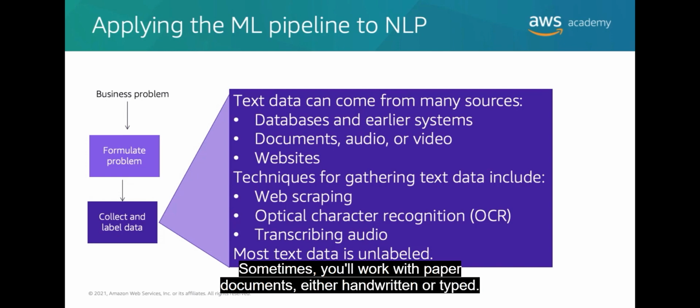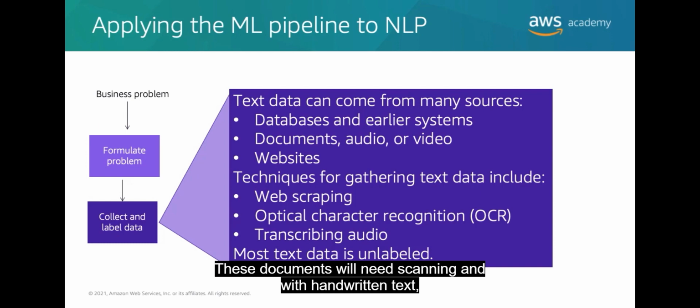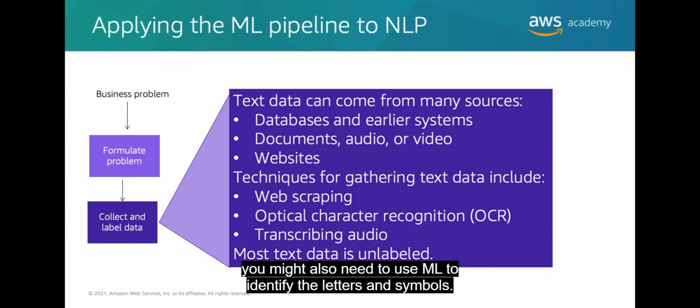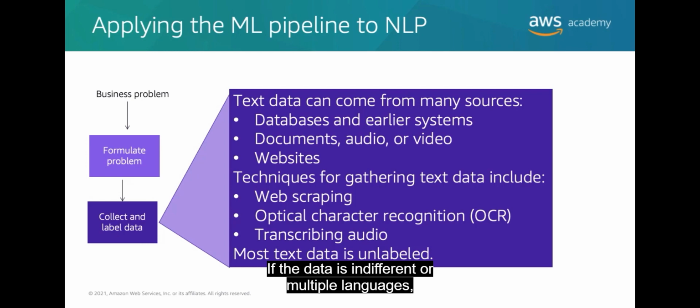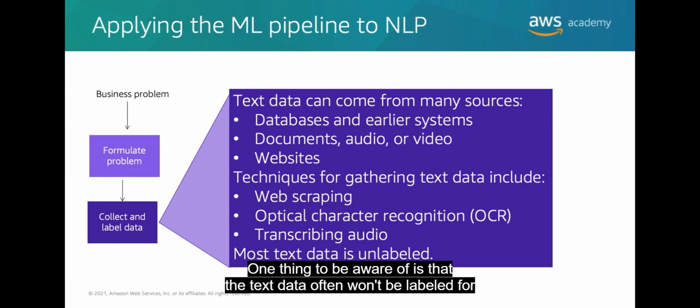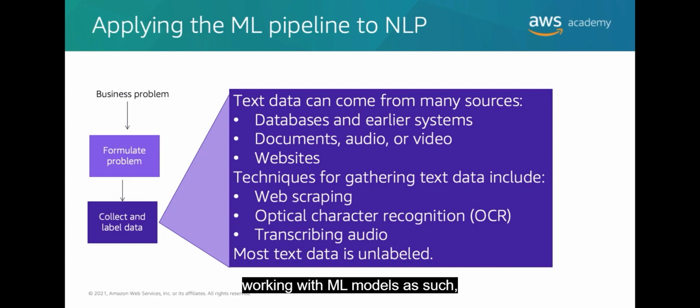Sometimes you'll work with paper documents, either handwritten or typed. These documents will need scanning. And with handwritten text, you might also need to use ML to identify the letters and symbols. For audio and video, you might need to transcribe the speech with a service such as Amazon Transcribe. If the data is in different or multiple languages, you might need to translate it before you do any further processing. One thing to be aware of is that the text data often won't be labeled for working with ML models. As such, you'll use more unsupervised models in your NLP solutions.